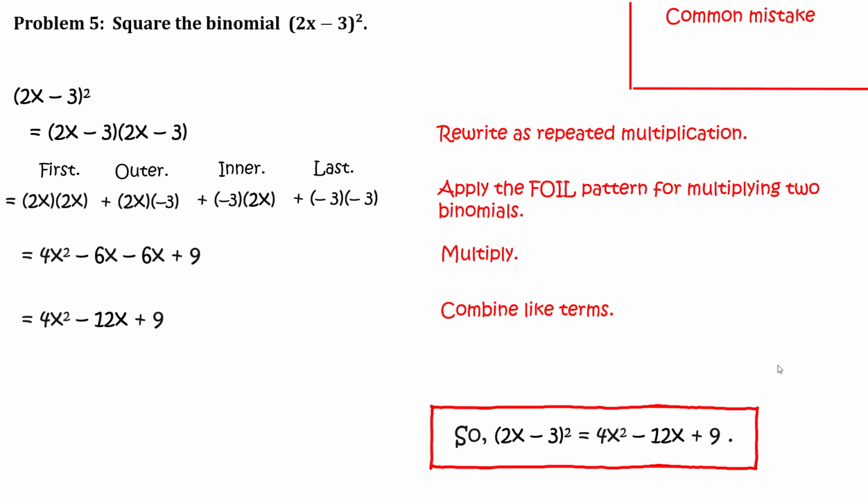Again, we're going to avoid a common mistake. If you're given 2x minus 3 squared, there's a temptation to write 4x squared plus 9, and we're going to avoid that. Because when you're squaring a sum or a difference, that's not the same as squaring each term. There's actually going to be a middle term.